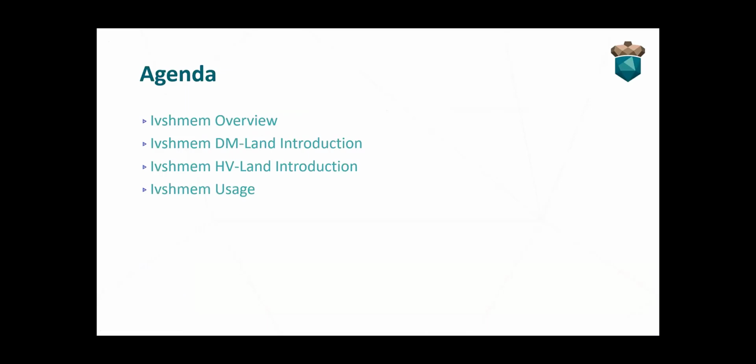This is the agenda. First, we will talk about the shared memory-based inter-VM communication overview. It will cover the IVSHMEM spec in the open source community and ACRN's IVSHMEM design philosophy. Then we will talk about the DM land and hypervisor land implementation of the virtual device in ACRN. Finally, we will talk about how to enable the IVSHMEM device in ACRN and how to use UIO to communicate with the device. If you have any questions, please stop me.